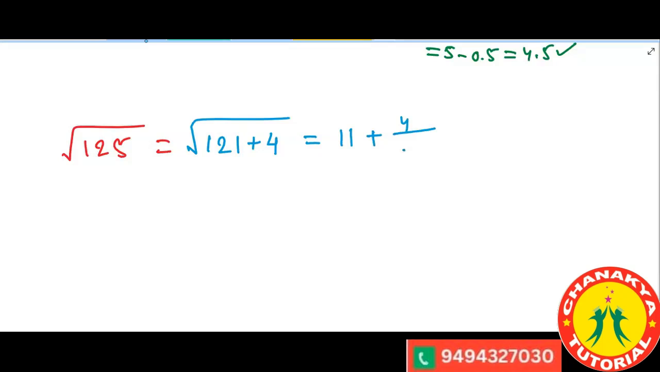Just complete it. Square root of 121 is nothing but 11, so 2 into 11 is 22. After that, it is 11 plus 4 by 22. Why make it bigger? It is better to cancel, no? When they are small, 4 by 22 becomes 2 by 11. So simply we can write it as a mixed fraction, 11 whole 2 by 11. It is okay, but if the options are in fractions, you should convert it into fractions.